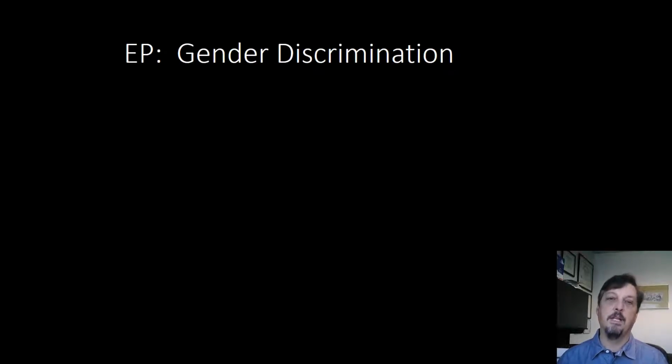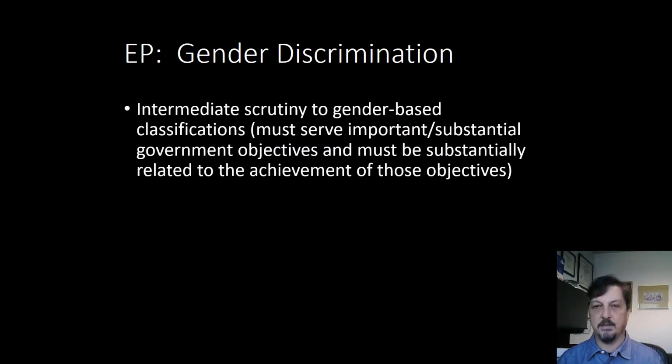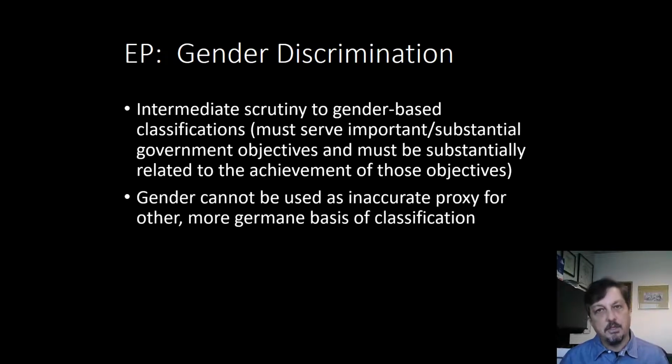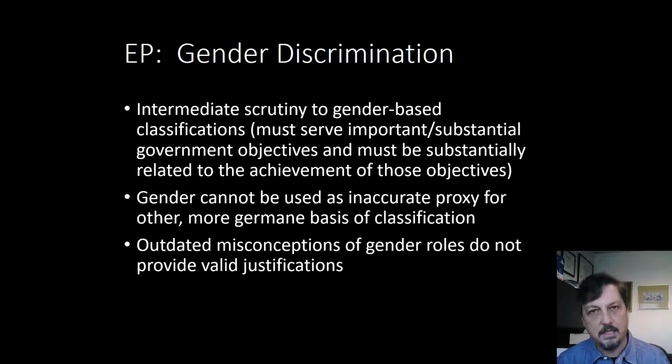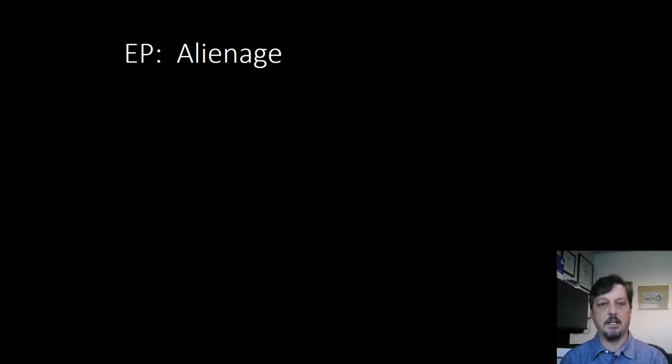We then looked at equal protection in gender discrimination, and as we've discussed, the cases suggest so far that intermediate scrutiny will be applied. As we looked at how intermediate scrutiny is applied in these cases, essentially we see a theme that says gender can't be used as a proxy for other more germane bases of classification. And outdated conceptions of gender roles are not really going to be thought of generally as valid justifications for distinctions based on gender. But as we saw, there may well be cases in which distinctions based on gender pass intermediate scrutiny. It depends on the context.